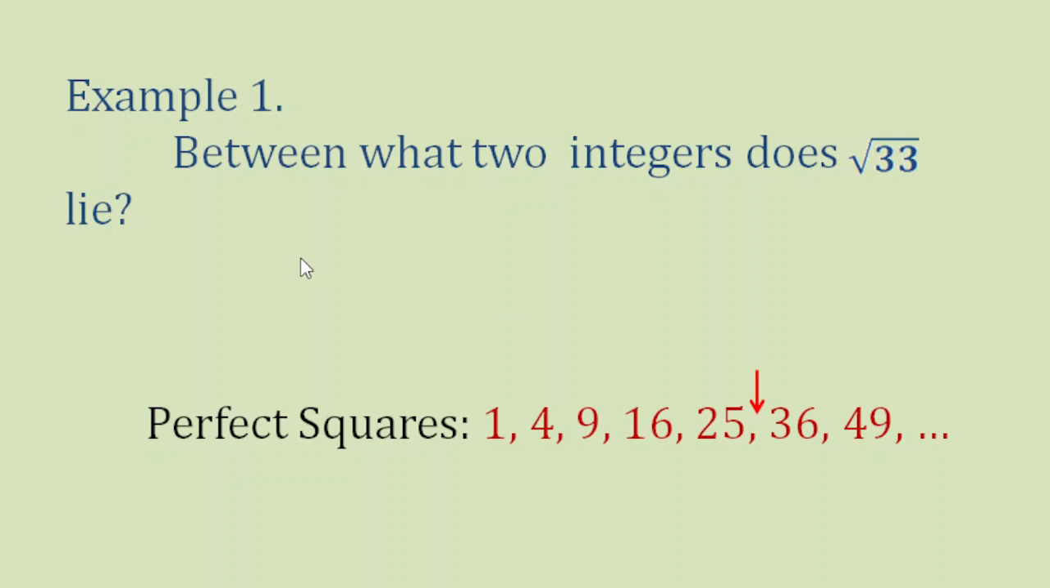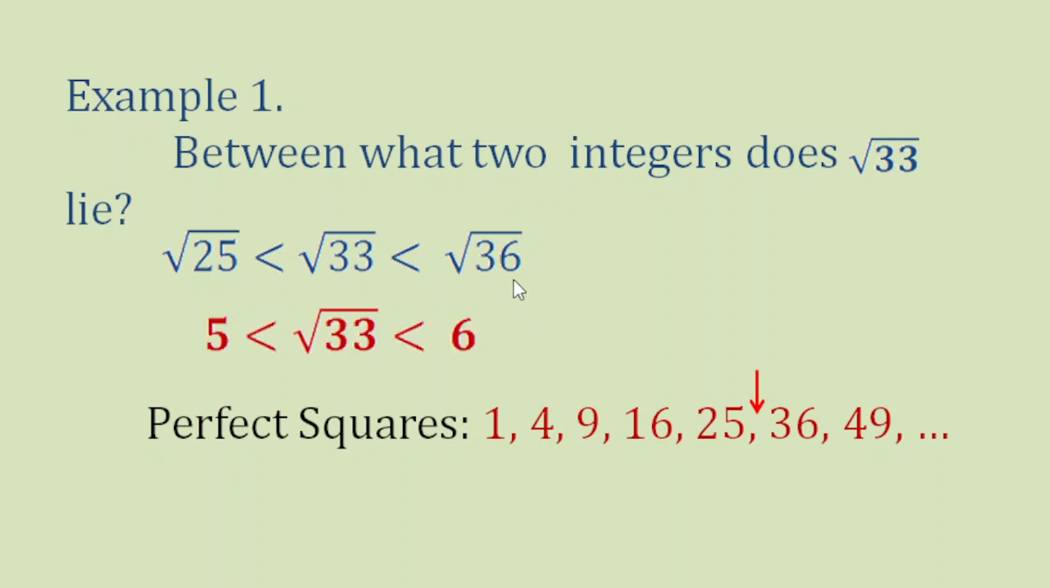Now we can make our notation. Square root of 25 less than square root of 33 less than square root of 36. This means square root of 33 lies between the square root of 25 and the square root of 36. And now we know that the square root of 25 is 5 and the square root of 36 is 6. So this is our notation: 5 less than square root of 33 less than 6. This means square root of 33 lies between 5 and 6.